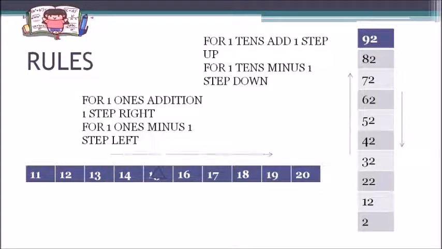And if you are standing at the position of 19, and someone asks you to subtract 1 ones from 19, then what do you have to do? You have to take a step towards left, and then you will reach 18. So whenever you are doing any subtraction in ones, you will come towards the left in a row. So these are some basic rules of this game.